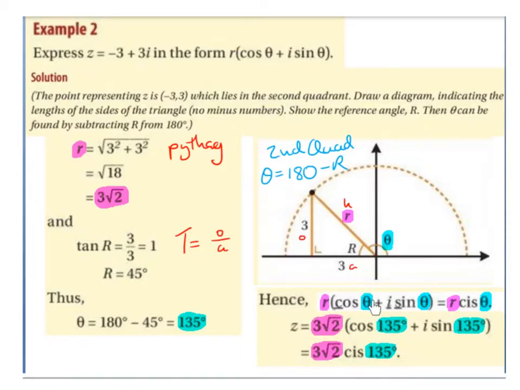Hence, r cos theta plus i sine theta is equal to r cis theta. So z is equal to 3 root 2, because that's r, cos 135 degrees, because that's theta, plus i sine 135 degrees. Or we can simplify as z is equal to 3 root 2 cis 135 degrees.